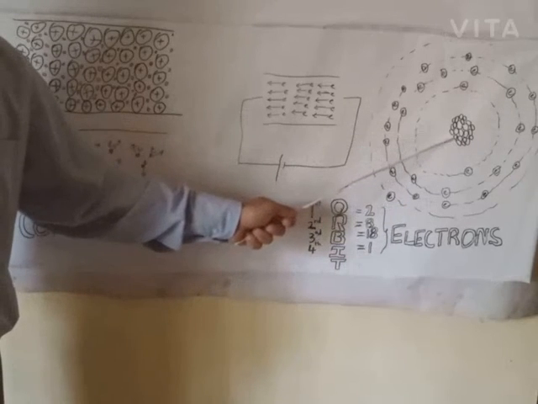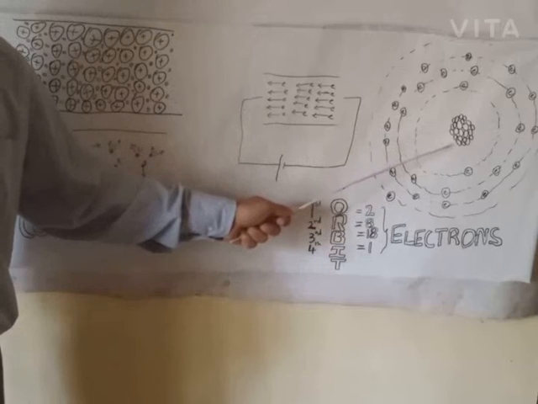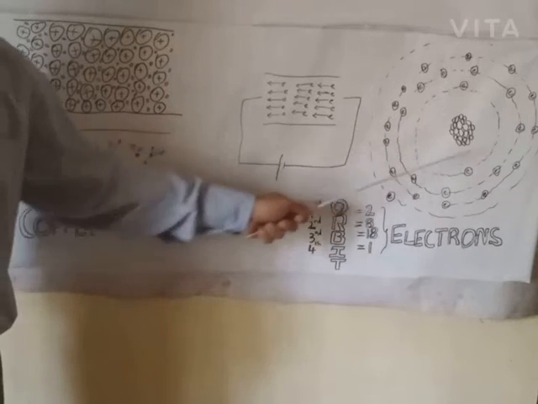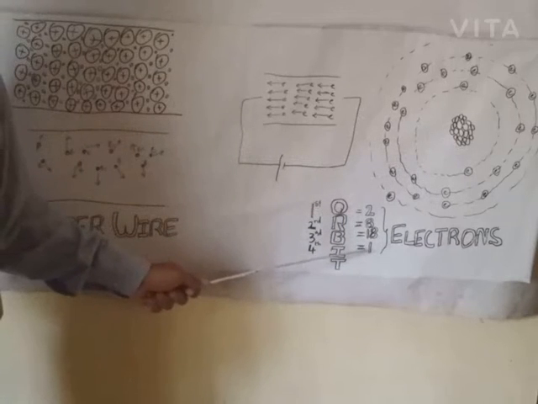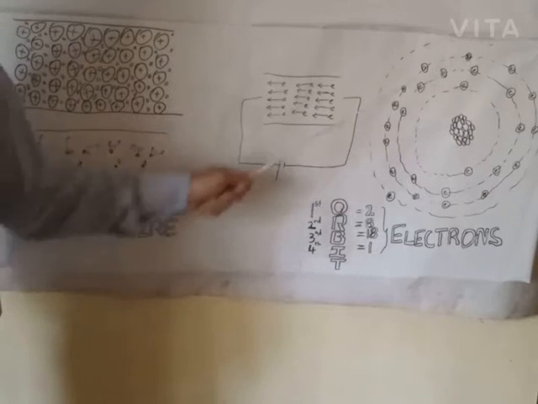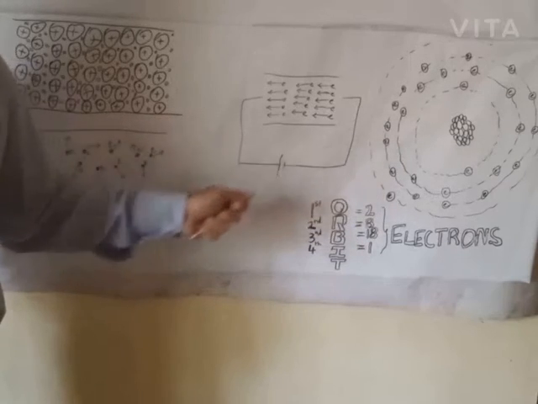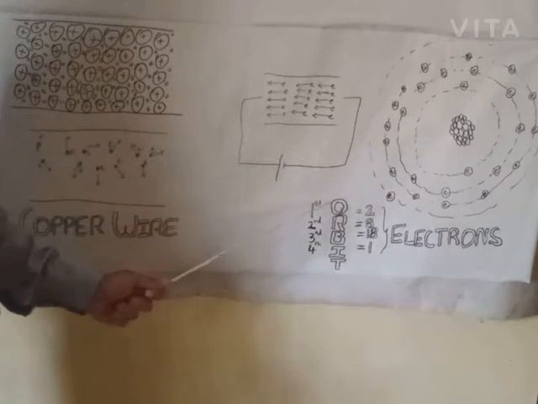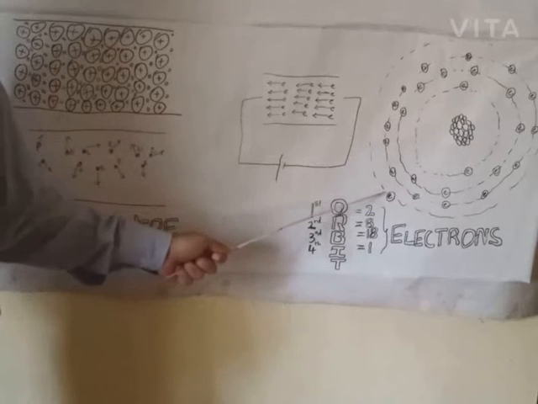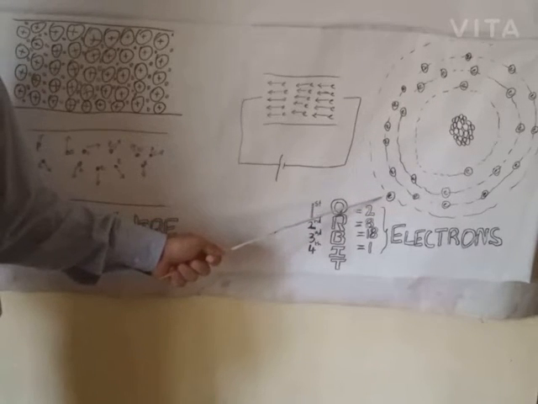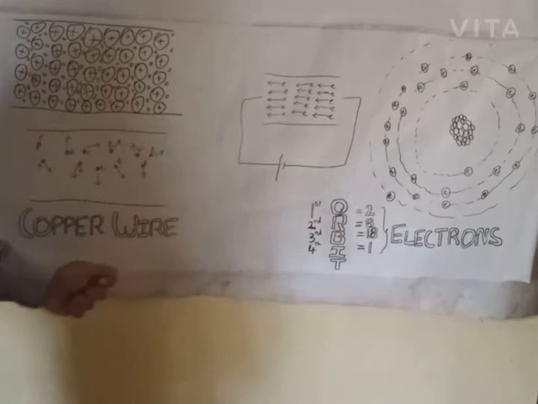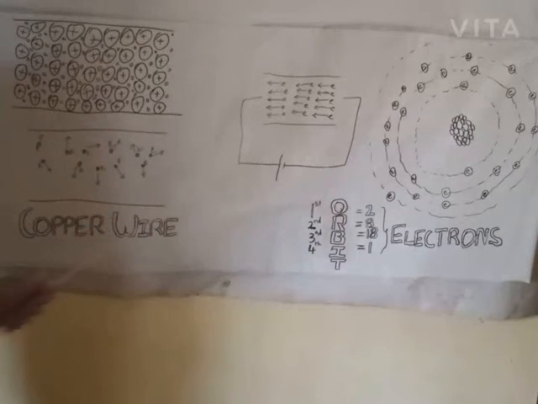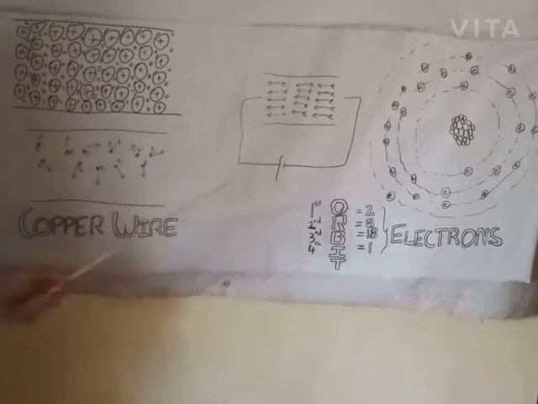round the nucleus. This is the nucleus where the protons and the neutrons are situated, and the electrons revolve round the nucleus. So the fourth orbit, where there is only one electron, that electron is loosely bound, and when an external energy or heat is given to the electron at room temperature, it freely moves around the copper wire. So this is a copper atom and this is a copper wire.